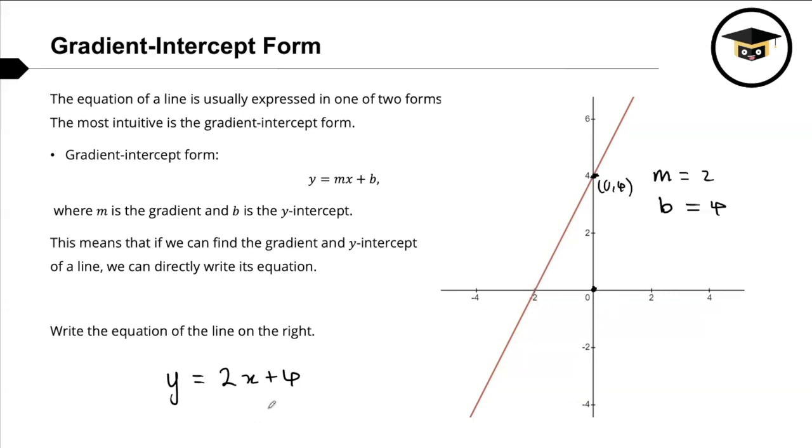So if I do 2 times negative 2 plus 4, well, 2 times negative 2 is negative 4, plus 4 is 0. You can see that is specifically the coordinate we have here. It's negative 2, 0. So hopefully that makes sense.